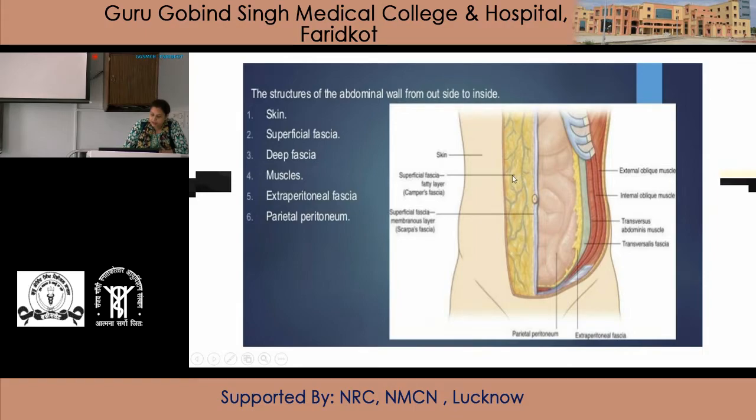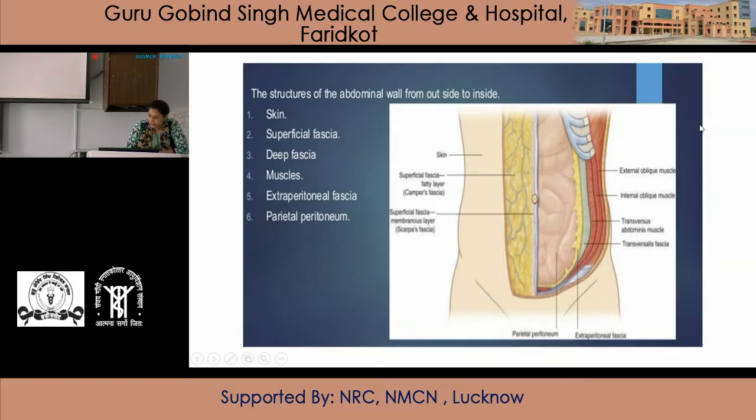The superficial fascia has 2 layers. This is the superficial layer of the superficial fascia, that is the fatty layer, which is known as Camper's fascia. And second is the deep layer, that is the membranous layer of the superficial fascia, which is known as Scarpa's fascia.